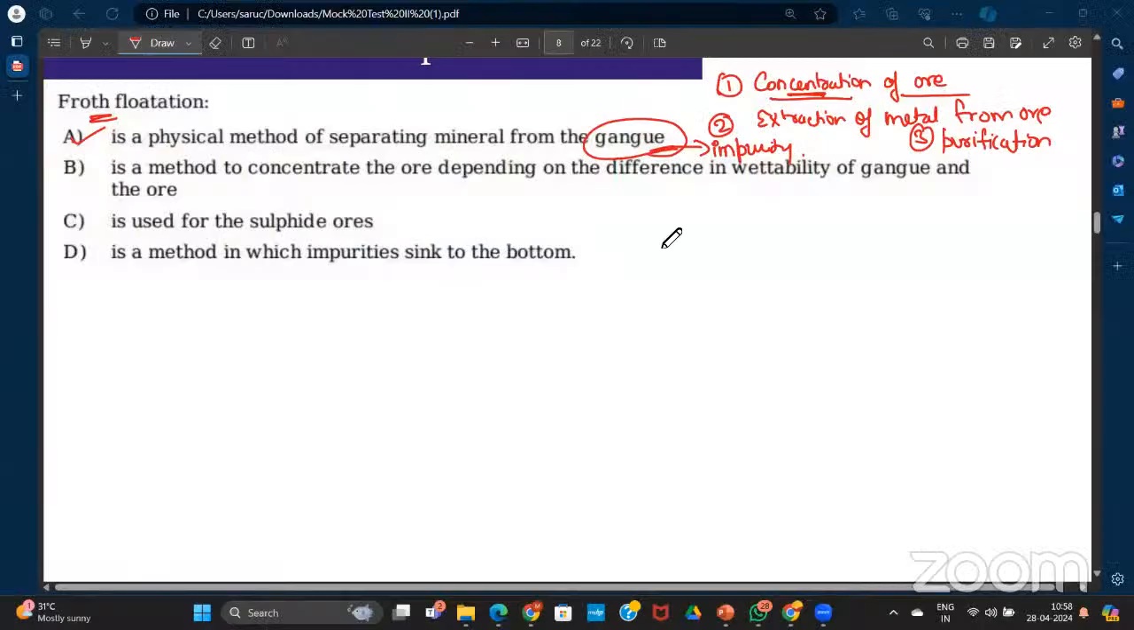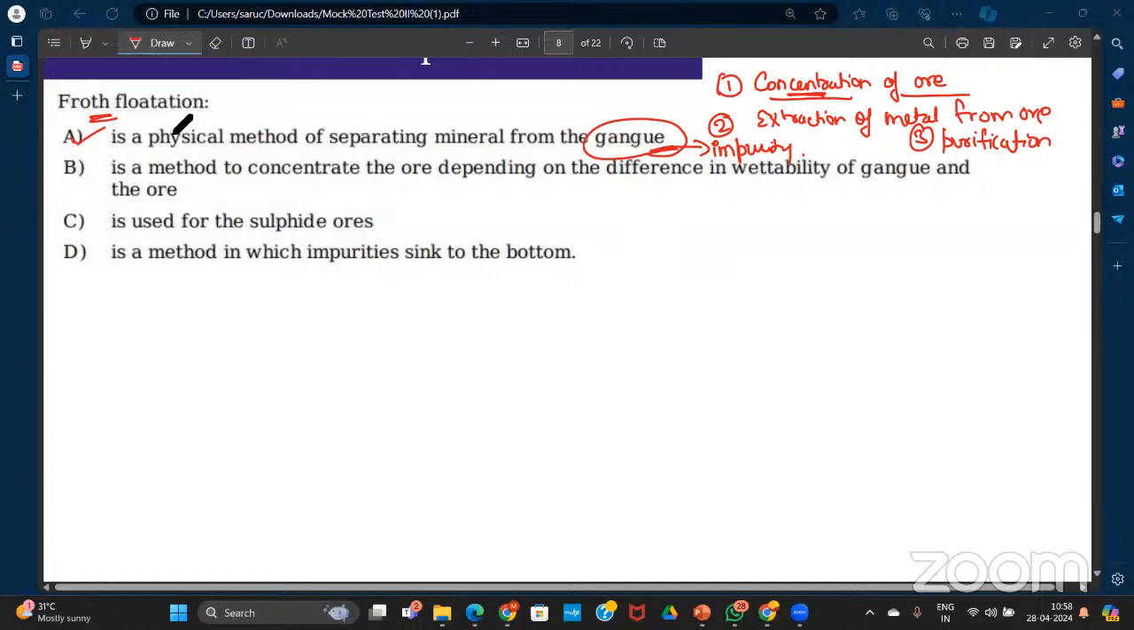Guys, am I audible? Am I audible to everyone?